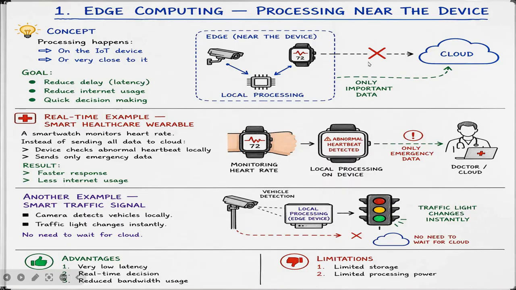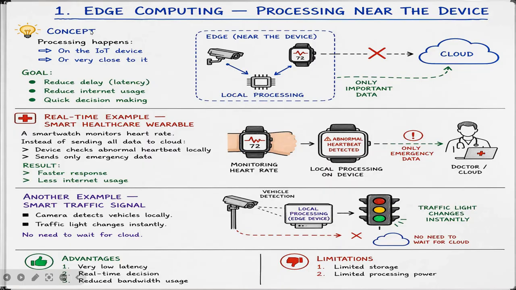It is nothing but where the processing happens near the device. Here the processing happens on the IoT device, that is, the processing is done directly inside the device like a smartwatch or a sensor. This avoids sending the data outside, making it faster and more efficient. Sometimes the processing happens in a nearby device like a gateway or a local server. This still keeps data close and reduces the communication delay.